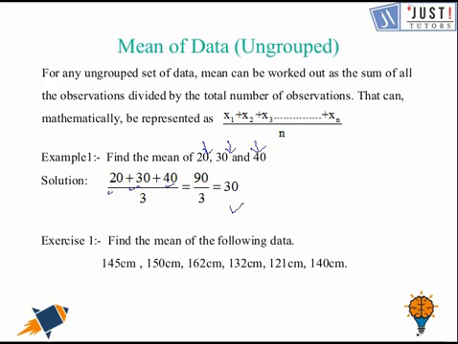Now let's try to understand it with one more example that says find the mean of the following data, and all the numbers are in centimeters. So remember that the answer has to be in centimeters. Let's add up all the numbers. If we add these all up, the answer would be 850, and then we are using 6 numbers in this question, so we'll be dividing that by 6. If we divide them, the answer would be 141.67 centimeters approximately. So this is the required solution for this problem.